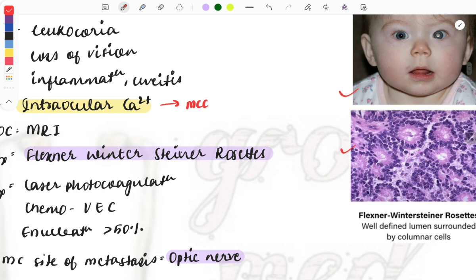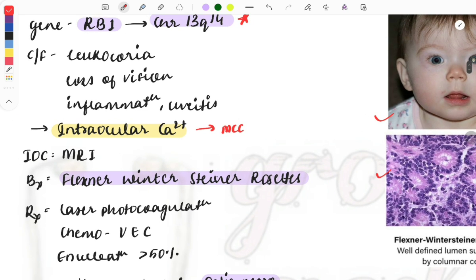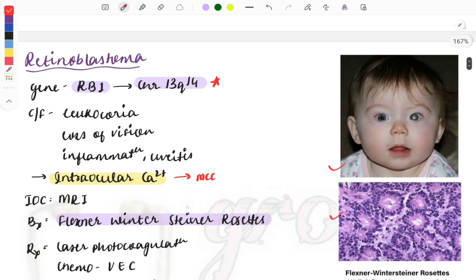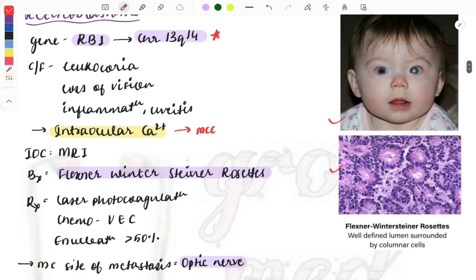They'll give these two images and they'll describe the features like leukocoria, loss of vision, inflammation, and uveitis, and ask what is the diagnosis. So you need to choose retinoblastoma. Or they can give the diagnosis as retinoblastoma, and ask this condition is caused due to mutation in which of the following genes. So it will be the RB1 gene.